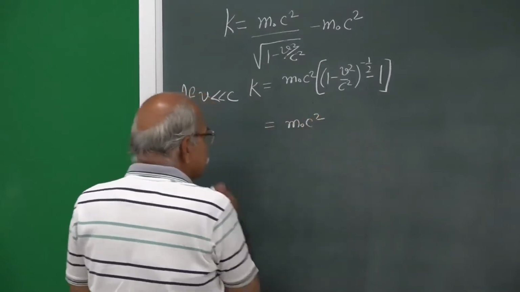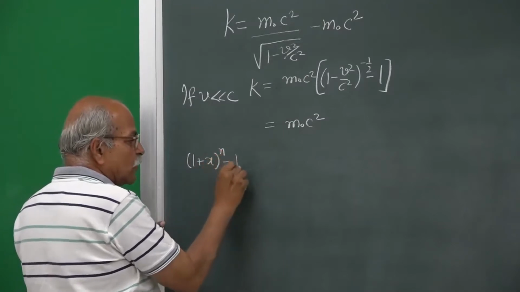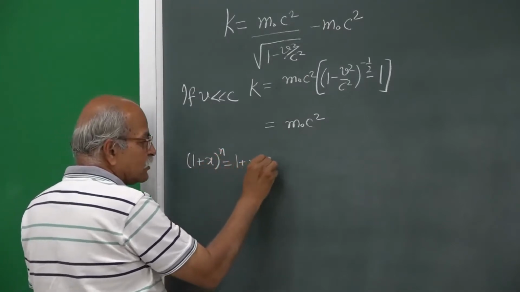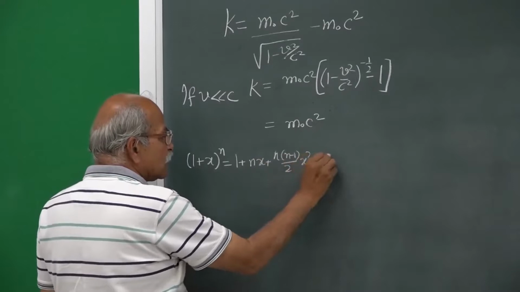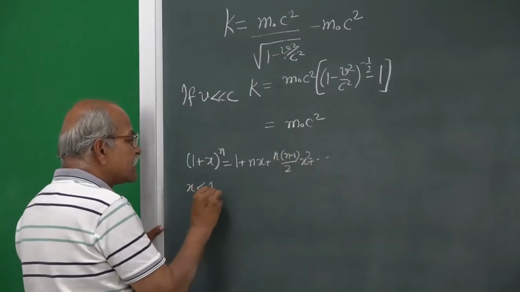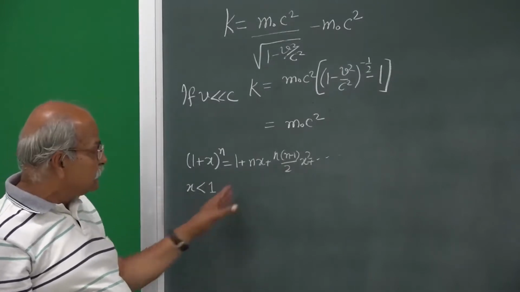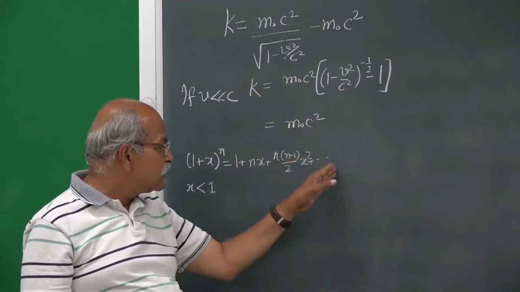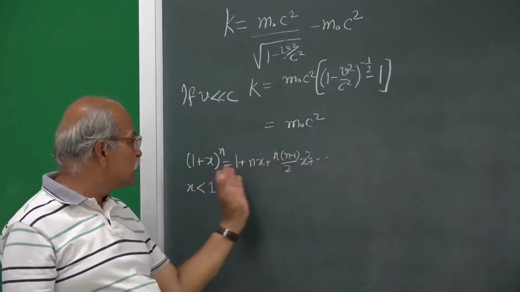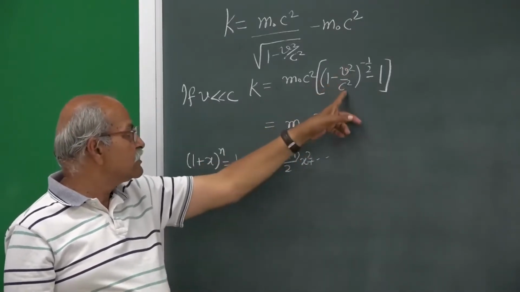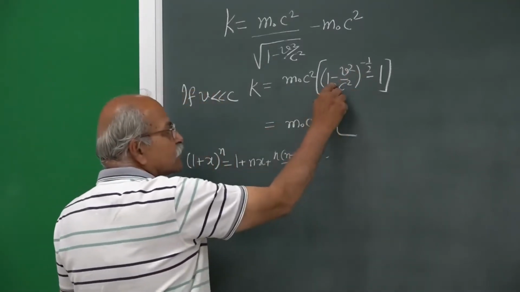What is binomial theorem? Binomial theorem is 1 plus x to the power n is 1 plus n into x plus n into n minus 1 by factorial 2 x square and so on. This is the series and is valid for x less than 1. So, if x is much less than 1, then higher terms involving x square, x cube, those will be negligible. So, here we will be using this equation and 1 minus v square by c square to the power minus half. So, it is 1 plus x to the power n.